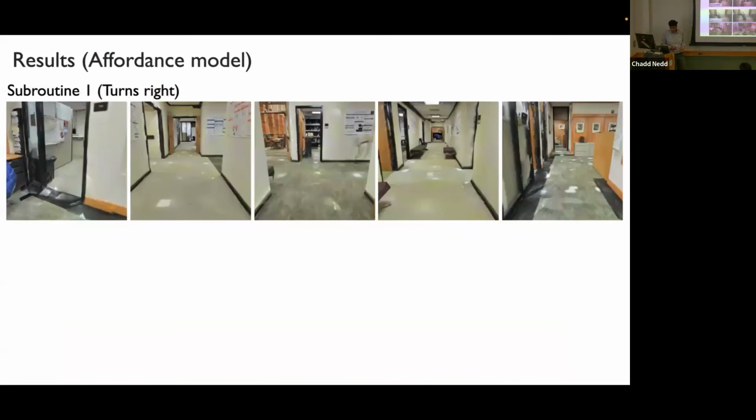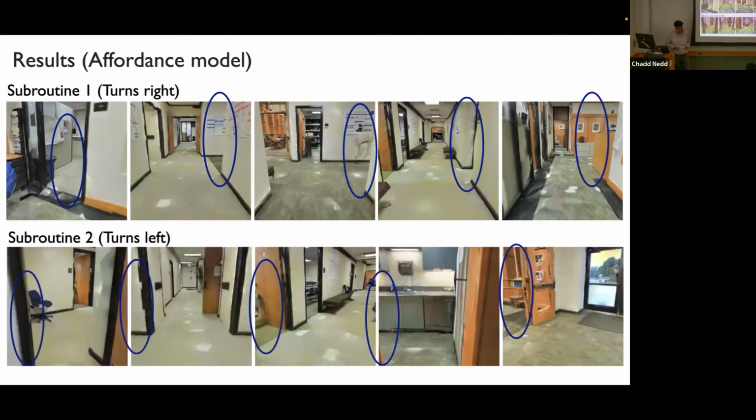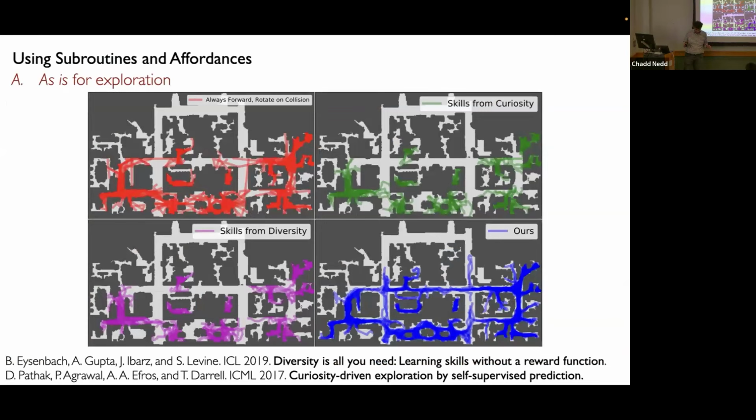This is some output of what the affordance model looks like. So this is for subroutine one, which likes to turn right. And in all of these locations, you can reasonably expect to turn right. This subroutine is actually afforded at these particular locations. And you can see similar things for the other subroutine. Now, what this lets us do is, purely by watching offline videos, we have learned subroutines.